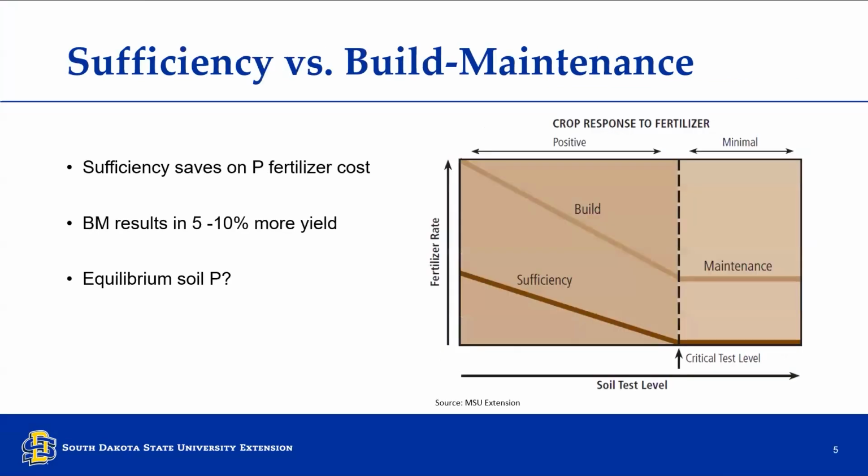But the advantage of build maintenance is that they could guarantee 100% of maximum yield for their farming. So I made a slide comparing sufficiency and build maintenance. Like I said, sufficiency saves fertilizer cost. As shown in the figure, the sufficiency fertilizer rate is always lower than build maintenance. At the critical target level, build maintenance still requires more fertilizer than sufficiency, exactly the crop uptake amount. So build maintenance guarantees 5 to 10% more yield than sufficiency with fertilizers applied to the field.